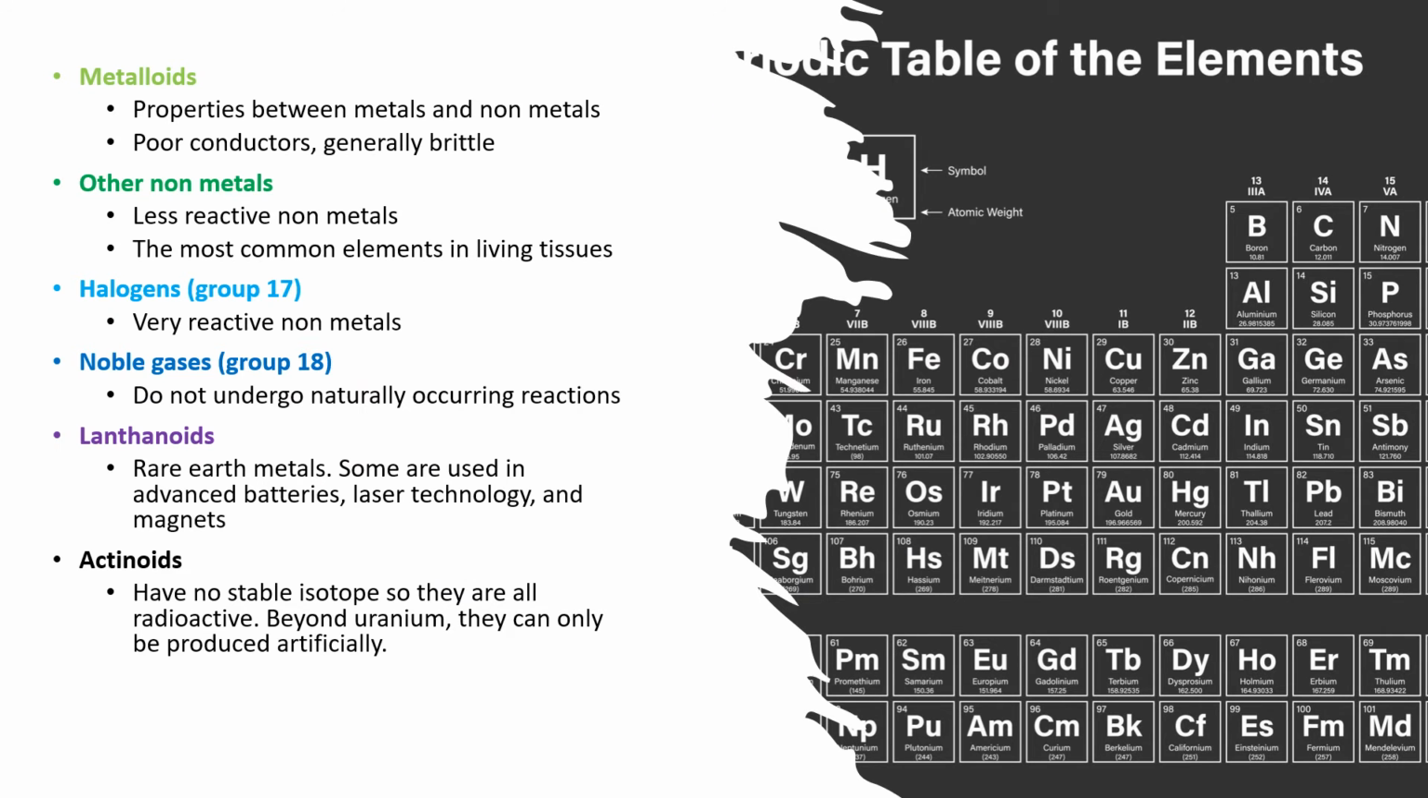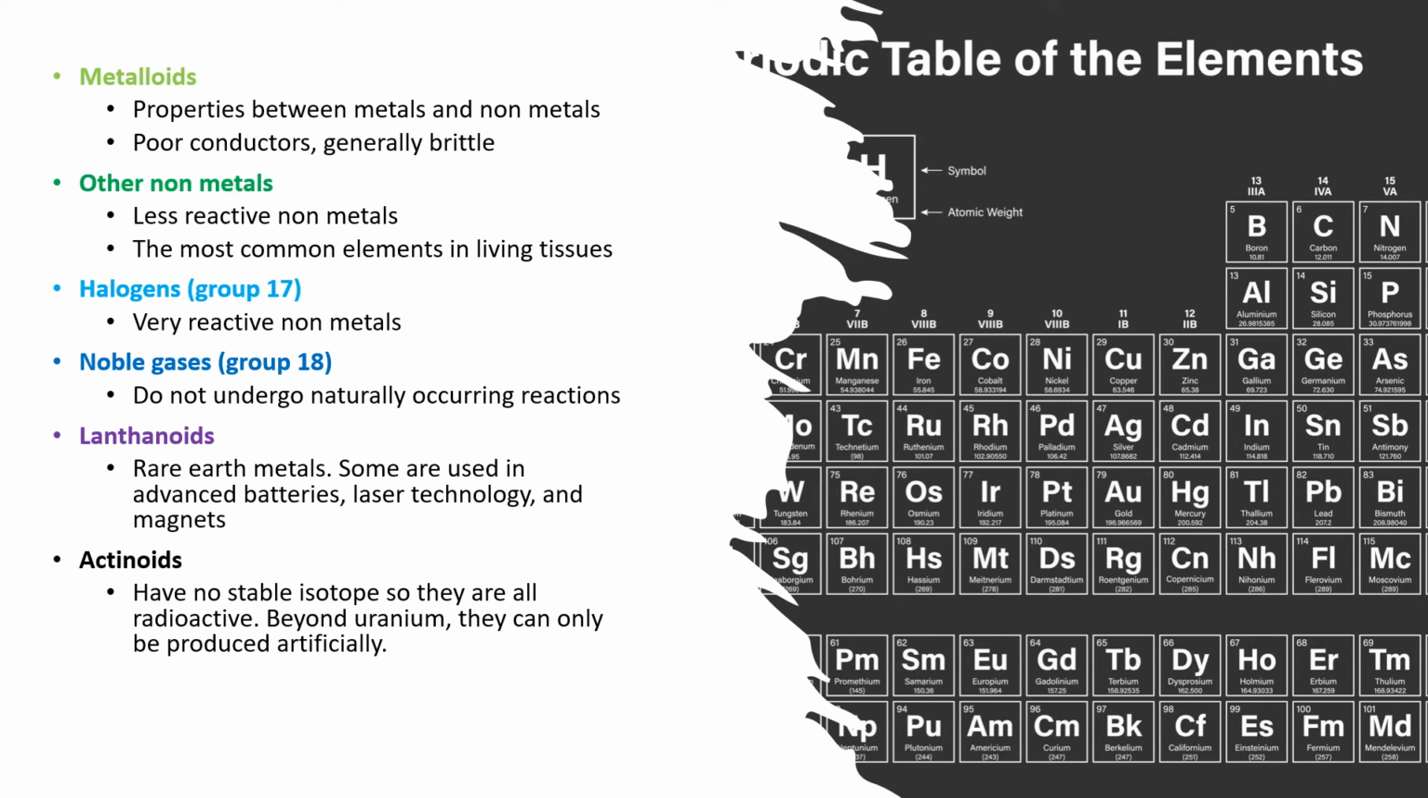Now we have our metalloids. These have properties between metals and nonmetals. They're poor conductors and they're generally brittle. We have other nonmetals, which are less reactive nonmetals and the most common elements in living tissues. We have our halogens, which are our group 17 elements, and they're very reactive nonmetals.